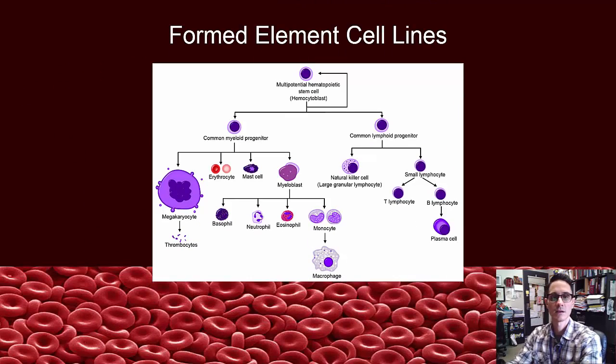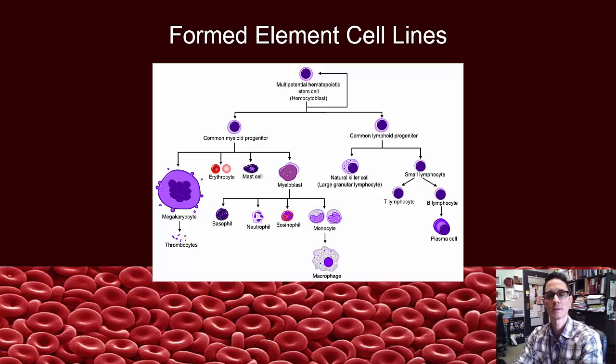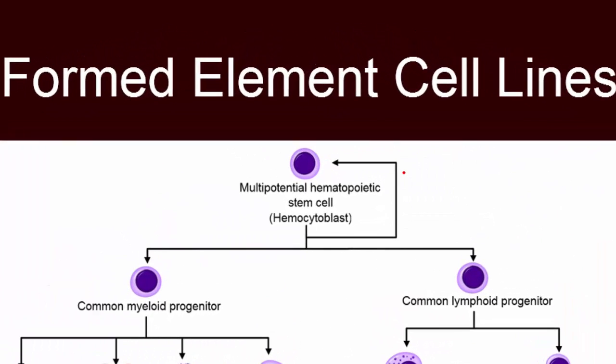All right, so let's go ahead and move forward, and let's take a look at how these cells come about. Let's take a look at the cell line of our blood, and let's see where the white cells and the red cells and the platelets come from. They're all going to come from a parent stem cell called a hematopoietic stem cell, or a hemocytoblast. A hemocytoblast is going to be found in the bone marrow, specifically the red bone marrow.